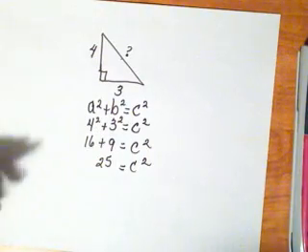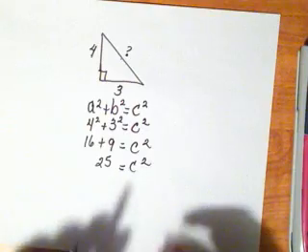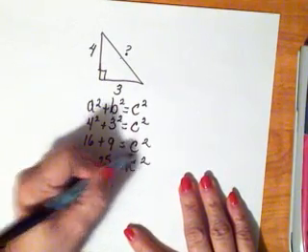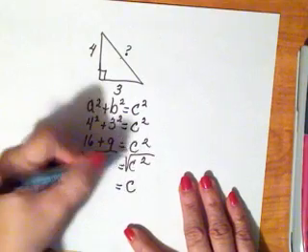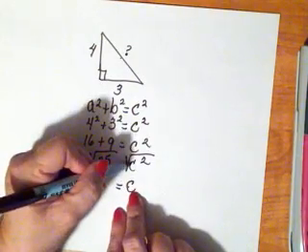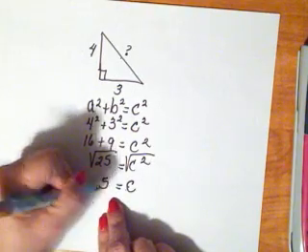Now, 25 is not my answer. That's what C squared is. So I have to figure out what C is. I have to take the square root of both sides, because that's how I get C. The square root of C squared would be C. So the square root of 25 is 5.